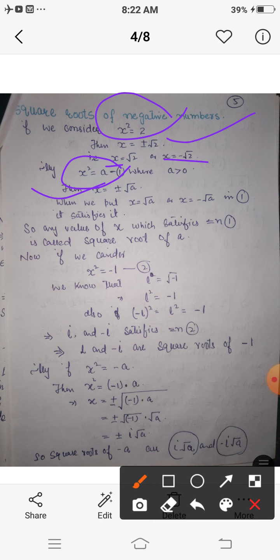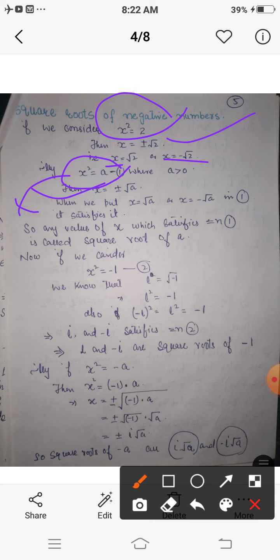So any value of x which satisfies this equation, x square equals a, is called a square root of a. There are two square roots, one positive, that is root a, and second minus root a. So this was in the real set.